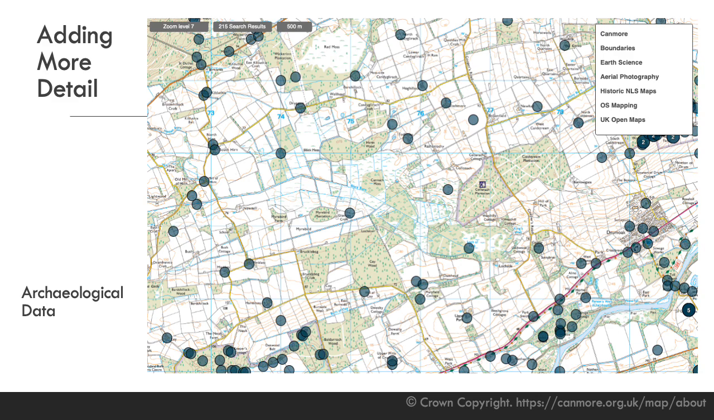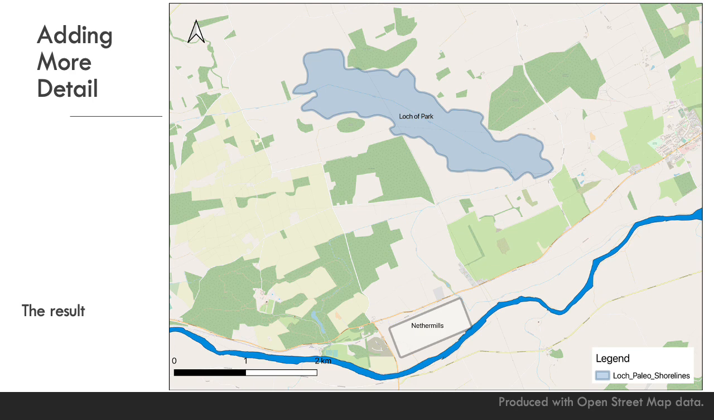In this particular case, the height data that was used was the 5 by 5 meter digital terrain model produced by the Ordnance Survey. And this is what the result looks like. This is the Loch of Park, located between Drumoak and Crathes, about 2 kilometers from Nethermills, where Mesolithic Deeside recovered a really exceptional assemblage of lithics.